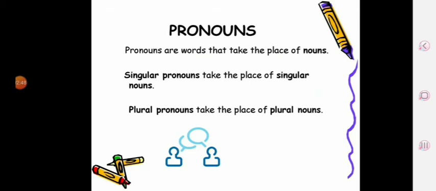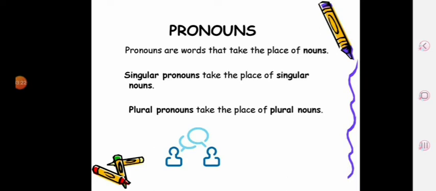Pronouns are words that take the place of nouns, you very well know now, and singular pronouns take the place of singular nouns only. When we are talking about one boy like Ram, what have we used? We have used he. If it is a girl's name like Rama, we will use she. So always use singular pronouns in place of singular nouns. If you want to use any pronoun in place of singular nouns, we will always use singular pronouns only. And then plural pronouns take the place of plural nouns.